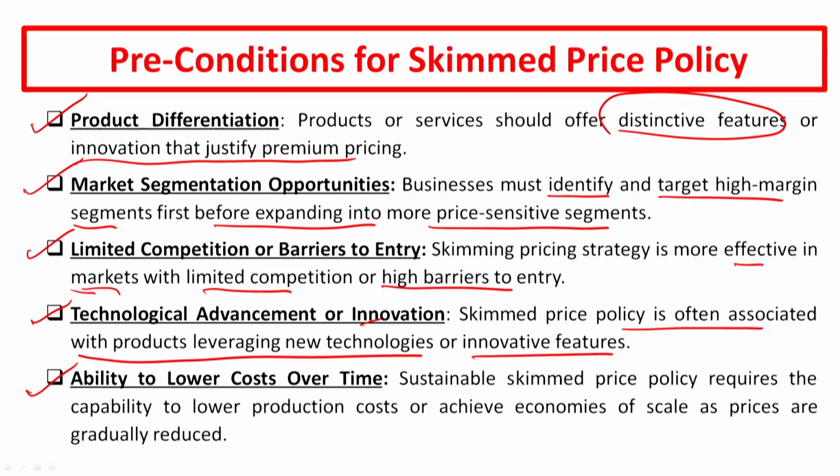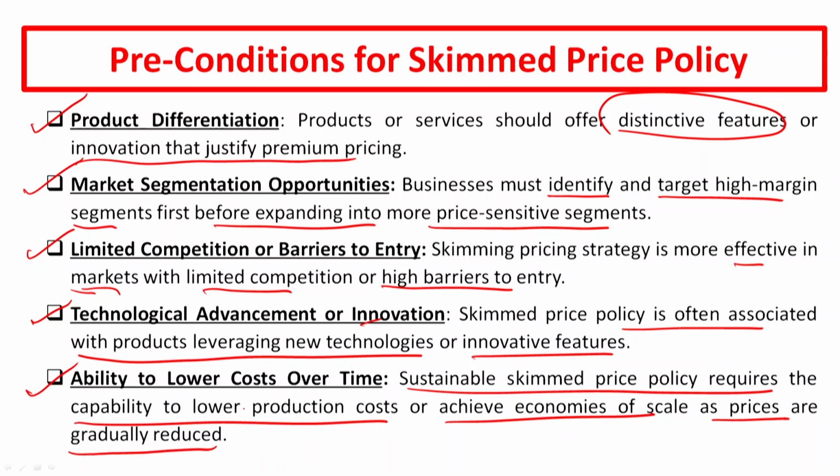The next point is the ability to lower cost over time, which means the sustainable skimmed price policy requires the capacity to lower production cost or achieve economies of scale as prices are gradually reduced. So another precondition is the ability to lower cost over time.